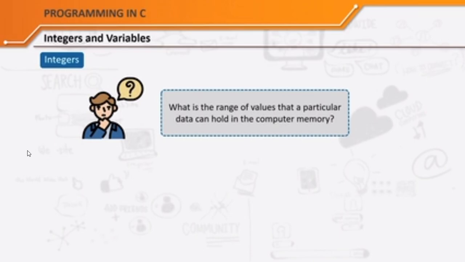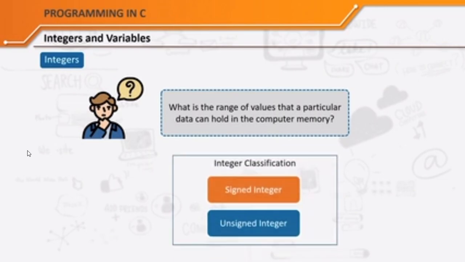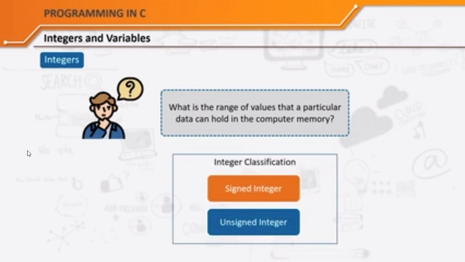Now these integers can further be classified as signed numbers and unsigned numbers, or signed integers or unsigned integers. Signed meaning the numbers which are represented using sign, which can be positive numbers or negative numbers. Unsigned meaning the numbers which do not have any specific sign, particularly whole numbers.